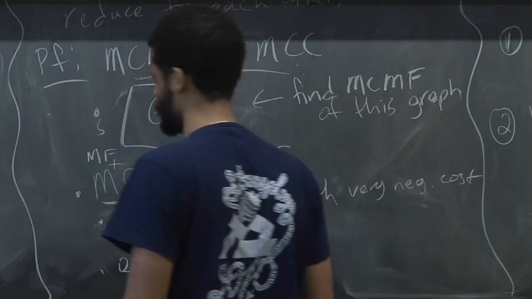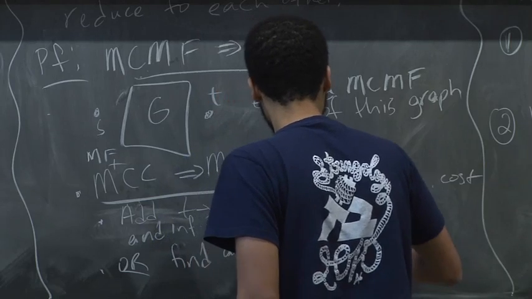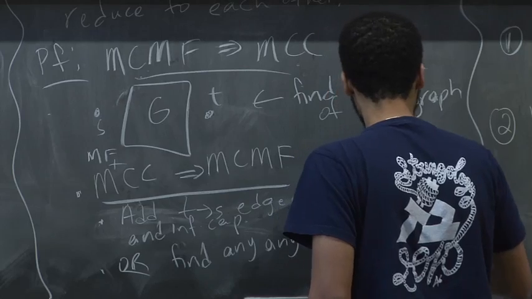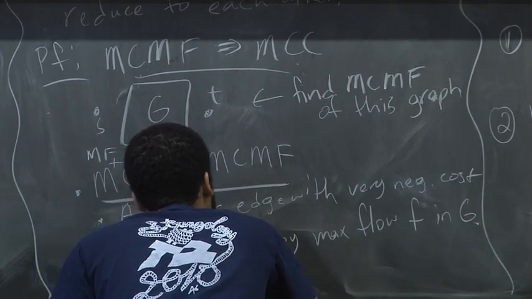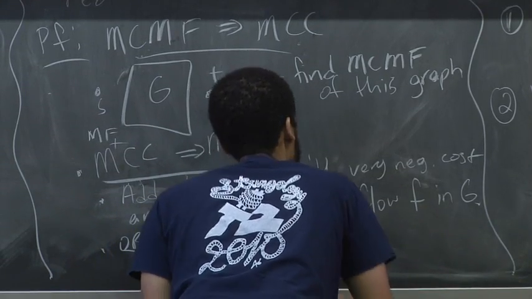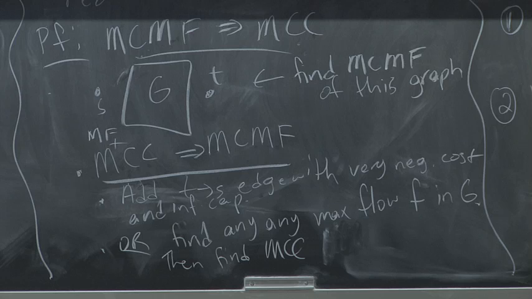Or another thing you could do is find any max flow F in G, then find MCC F star. So notice that the difference of any two ST flows is a circulation, as long as they have the same S and T, the same flow value. Any two ST flows of the same flow value, their difference is a circulation.